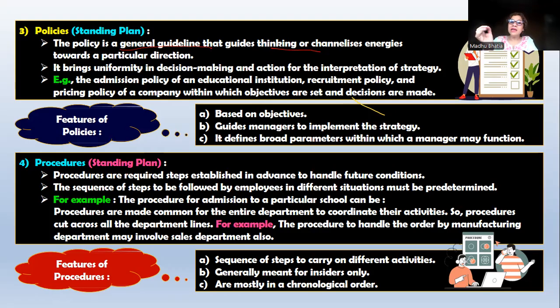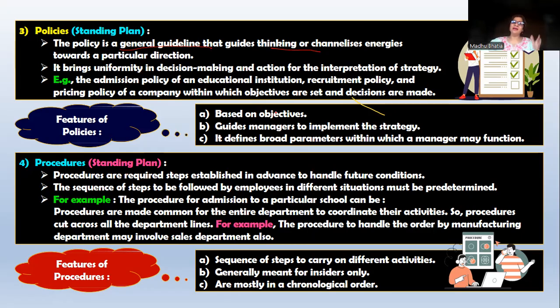कितना ट्रेड डिस्काउंट देना है कितने वॉल्यूम पे, that's a policy. कैश डिस्काउंट देना है या नहीं देना है, that's a policy. So what is a policy? It is a general guideline that guides thinking and decision making in recurring circumstances. So it brings uniformity in decision makings. Again, example देख रहे हैं, admission policy of educational institutes, recruitment policy, pricing policy. तो जहां पे भी word आता है कि हमें ये बार बार करना ही पड़ता है, साल दर साल करना पड़ता है, तो हम as it is या तो पिछला follow करेंगे या कुछ modifications के साथ करेंगे. That's called as policy.